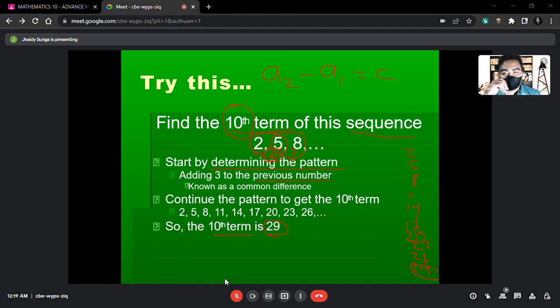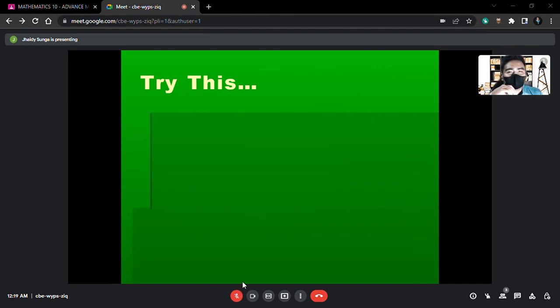To continue, let us try another one. Let us write the first seven terms of this sequence. So we have a sub n is equal to 4n plus 9. So the first term would be 13. The second term would be 17.